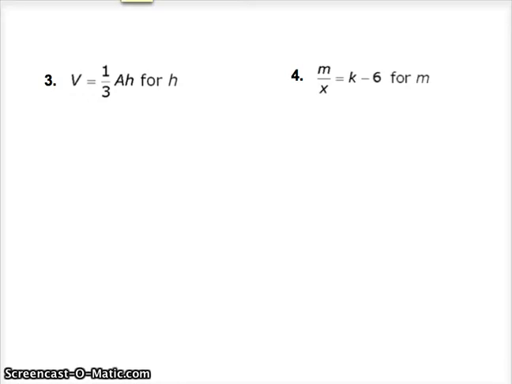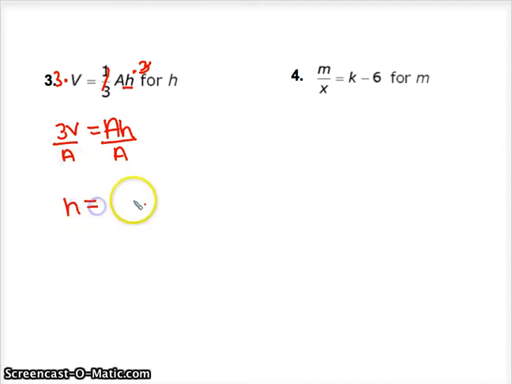Looking at question number 3, I need to solve for h. So h is the variable I want all by itself. First thing I want to do is get rid of this 1/3. So the opposite of 1/3 would be multiplying by 3. Okay, multiplying by that reciprocal. So 3v equals, and the 3 and the 1/3 are going to cancel. If I want to get h by itself, I need to undo this multiplication, so I'll divide both sides by a.